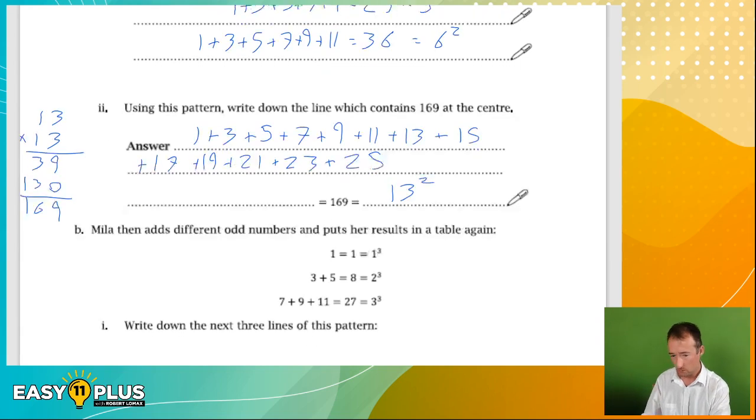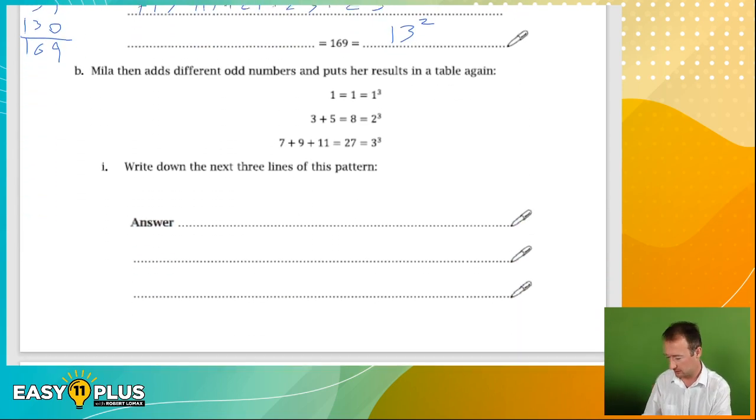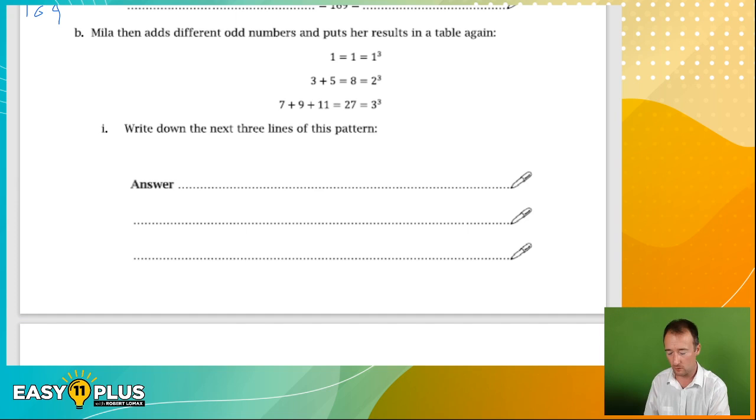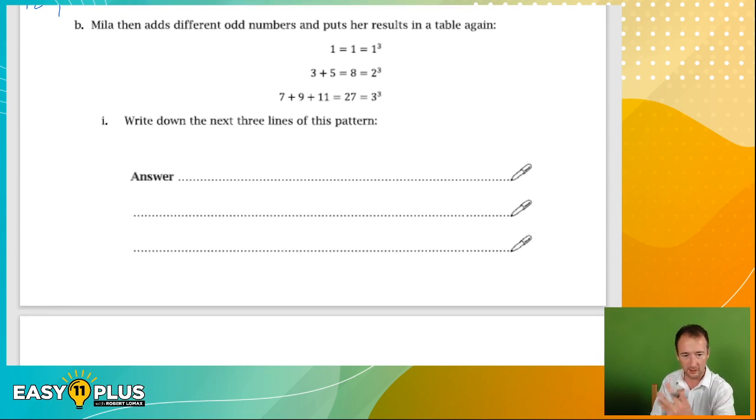Right, anyway, powering on. We don't want this lesson to run on for hours and hours and hours. Already been doing it for about 45 minutes. Anyway, so Miller then adds different odd numbers and puts the results in a table again. She just won't let go of it, this Miller. So, next 3 lines of this pattern.